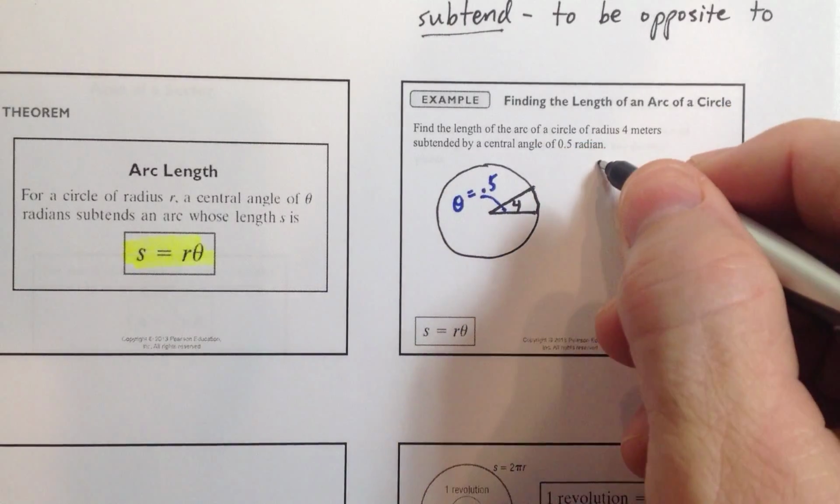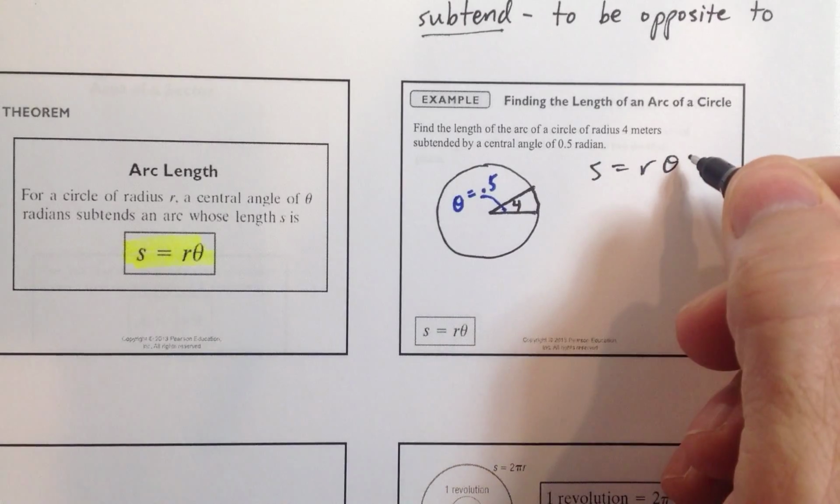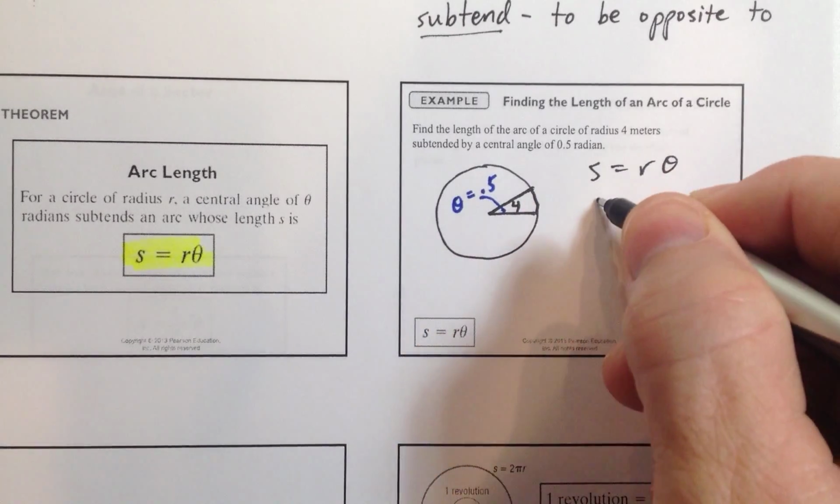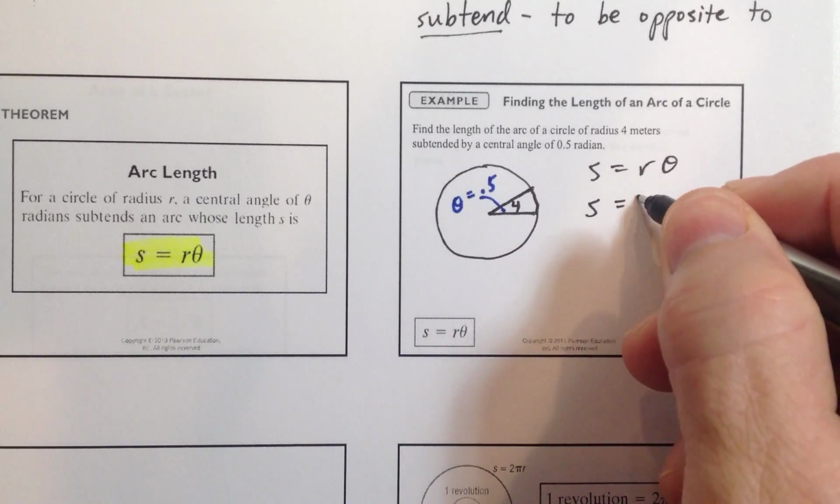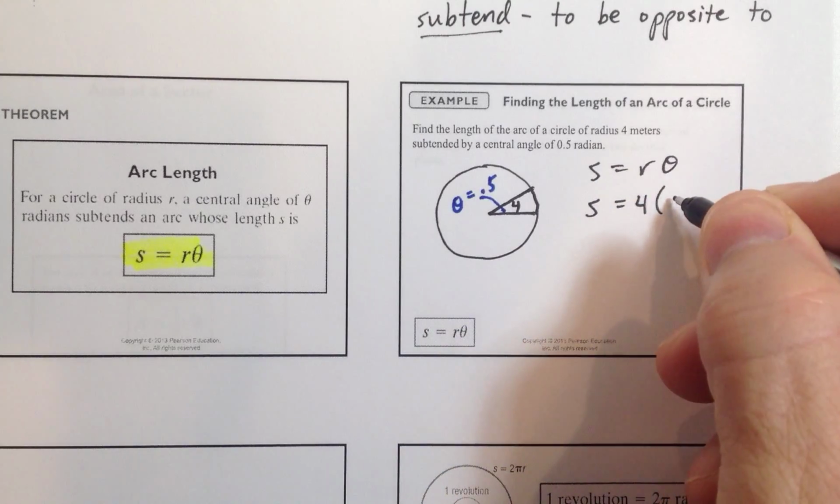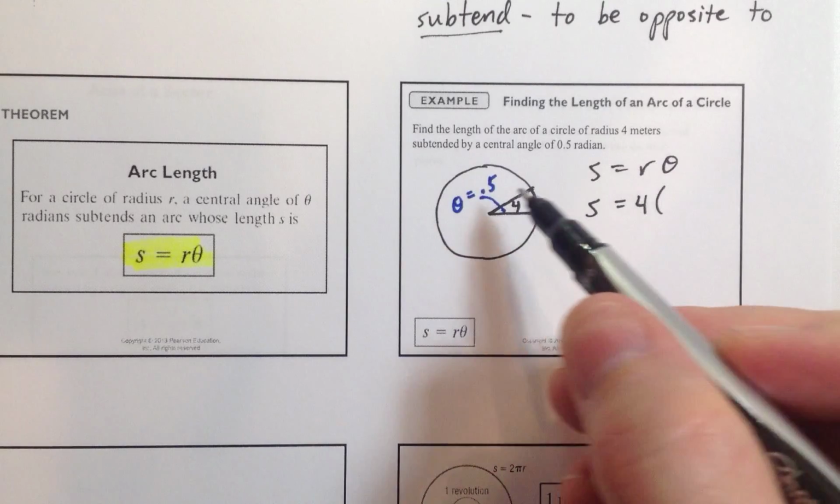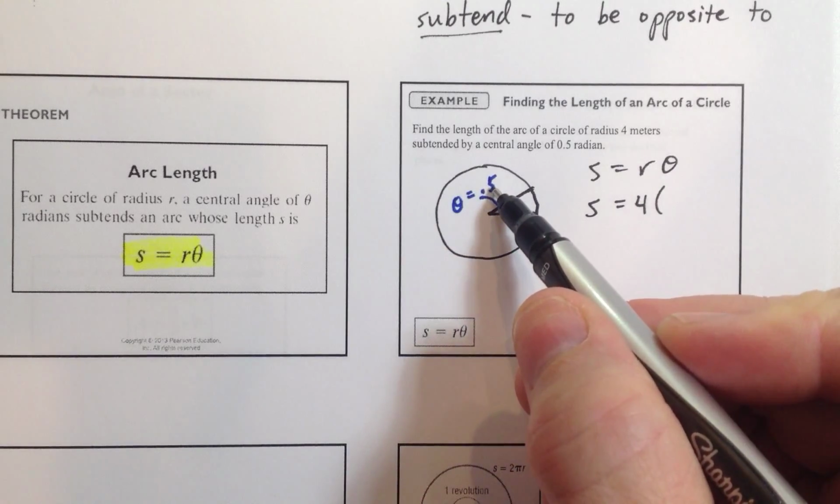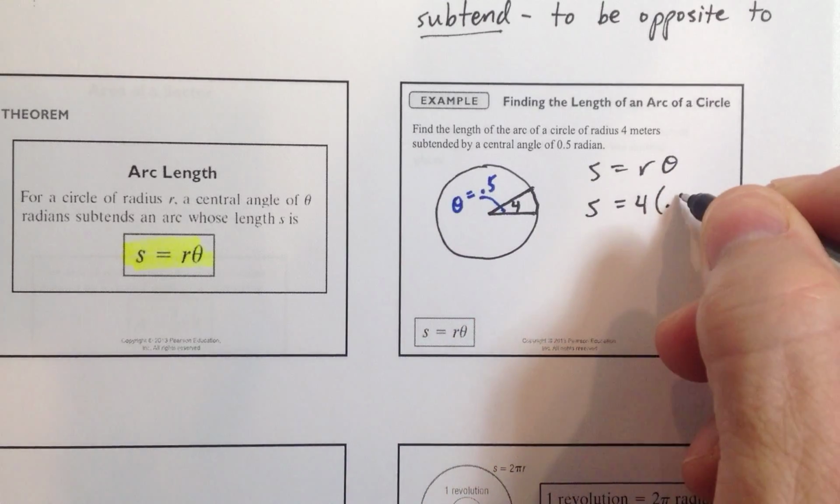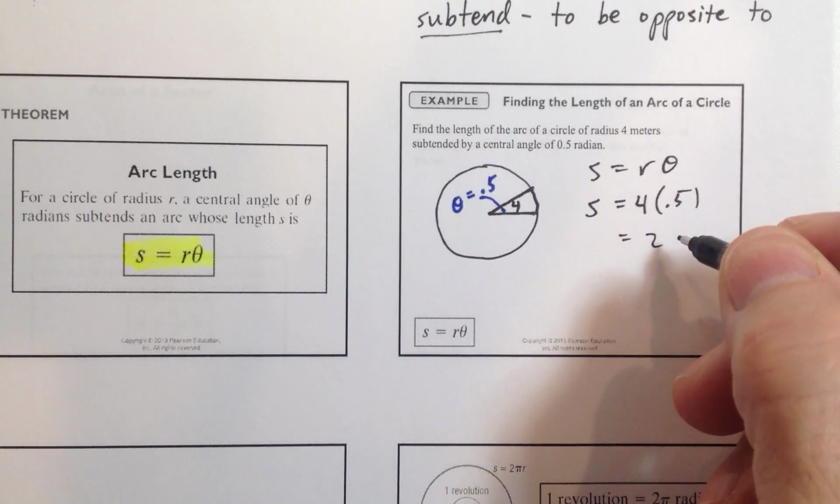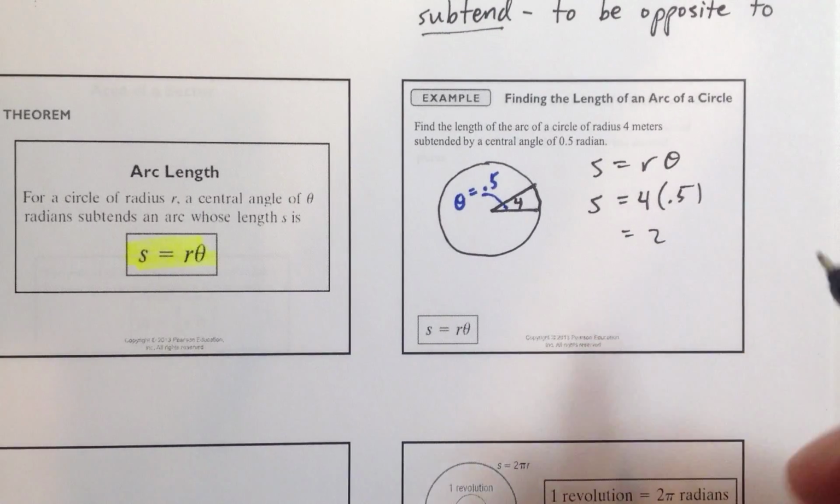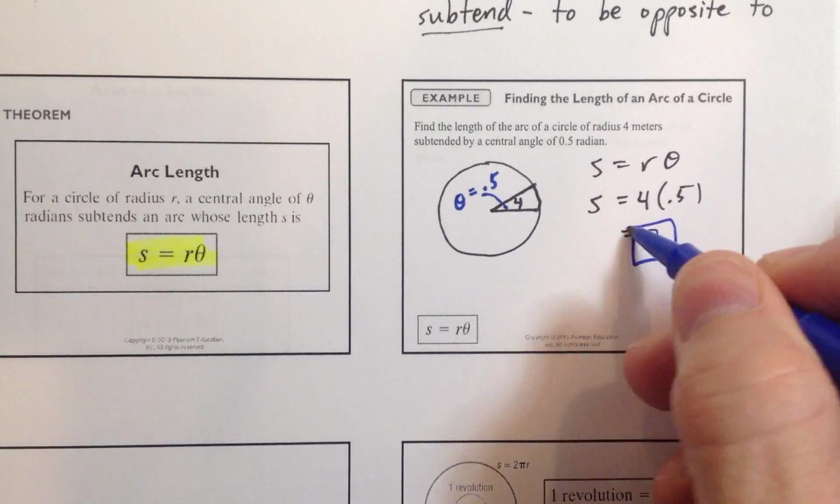So let's write out the formula. S equals r theta, and we want the length of the arc. We know that the radius is 4, and the radian measure of the angle. This is really important: you can't plug in degrees here. You've got to plug in radians. It's the radian measure of the angle. So 0.5, and 4 times 1/2 is 2, and that's it. 2 is the answer.